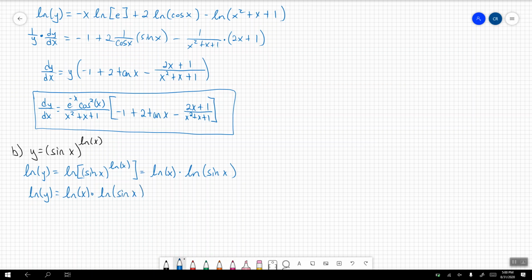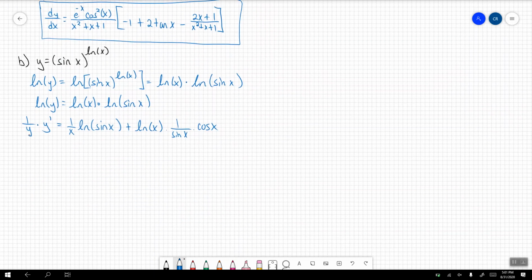Okay, so let's apply the derivative. Applying the derivative on the left-hand side will leave us with 1 over y multiplied by y prime. In other words, 1 over y multiplied by the derivative of y. On the right-hand side, we need a product rule. The product rule will say take the derivative of the first, so that's 1 over x, multiply that by natural log of sine of x, plus take the first function, natural log of x, multiply by the derivative of the second function. The derivative of the second function is 1 over sine of x multiplied by the derivative of the inside, which is cosine of x.